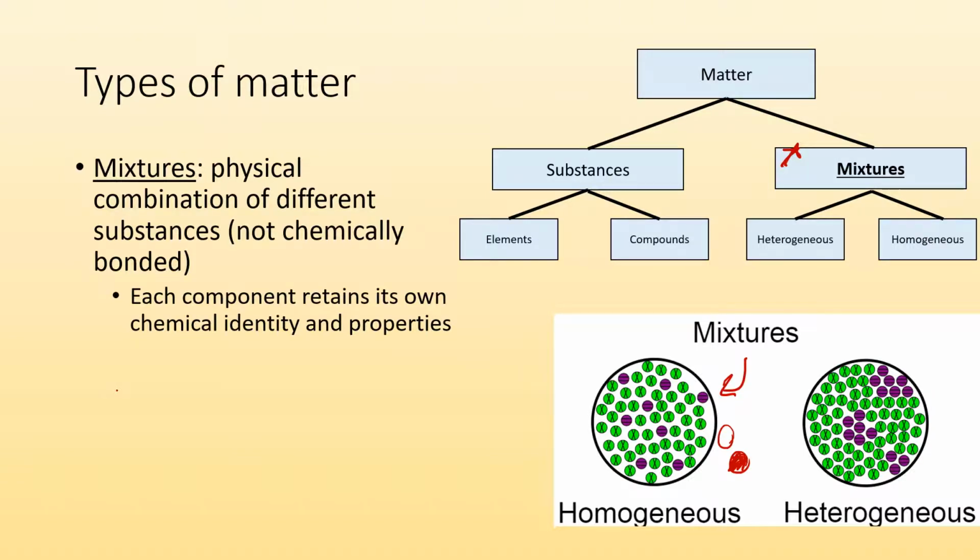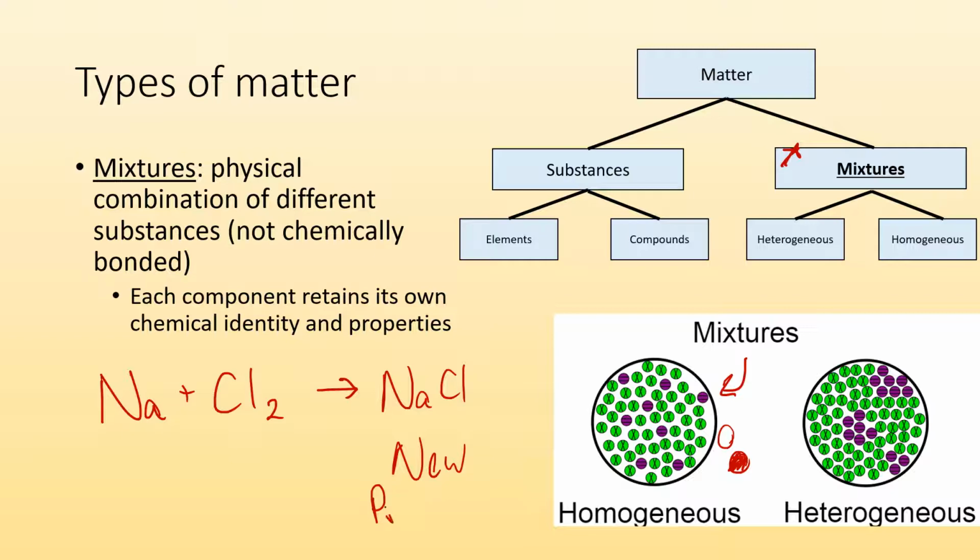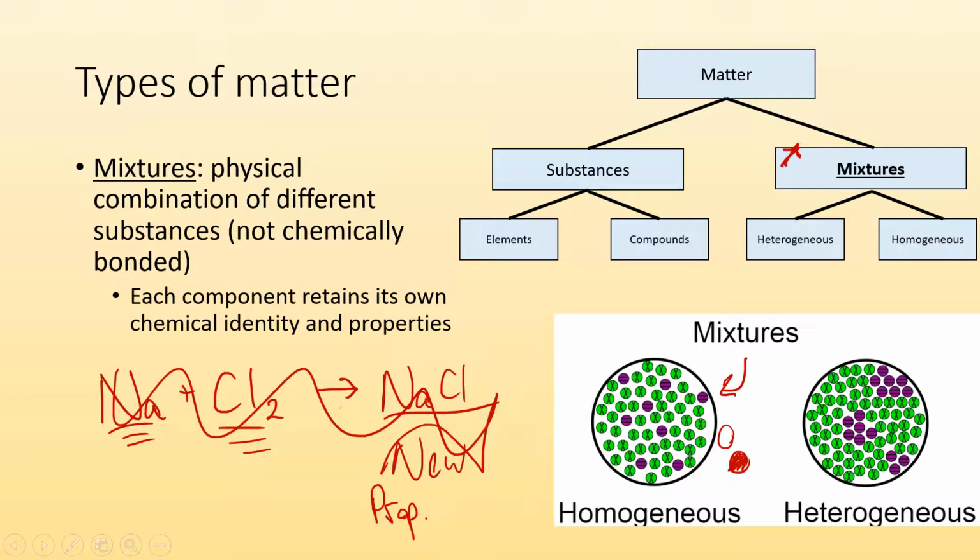Whereas when we have a chemical combination, like say we get sodium and we get chlorine and we react them together to make sodium chloride, when we do that chemically, we have new properties, right? So sodium's an explosive metal, chlorine's a corrosive non-metal, but when they come together, you can sprinkle it on your food and not worry about it. So that's chemically combined. For mixtures, they're only physically combined, so it's just mixing them together.